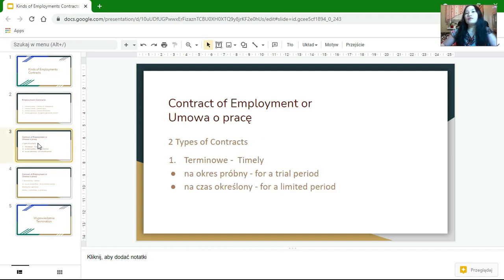So umowa o pracę, or contract of employment, we have two types of contract. One is terminowy, or timely. This contract we have two types: na okres próbny, for a trial period, or na czas określony, for a time period. The trial period is only valid for 3 months. When you go and apply for work, you have a 3 month trial to work.